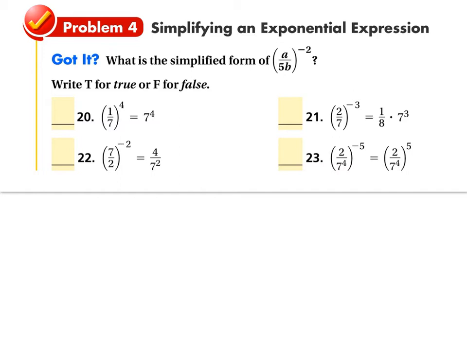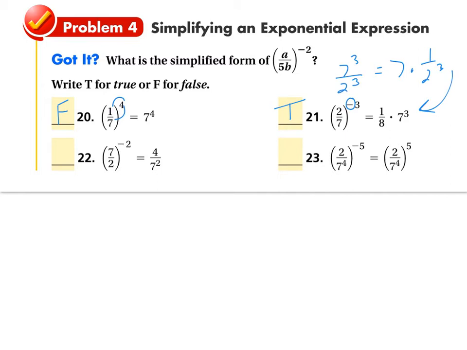For the first one, this is for number 20. Is that a true or false statement? It is false. You would apply 4 to both of these, which equal 1 to the 4th and 7 to the 4th. For 21, going across, this would be true. Remember, this negative here would make this 7 to the 3 over 2/3, which of course is 7 times 1 over 2 cubed. Then use the commutative property and simplification to get that.